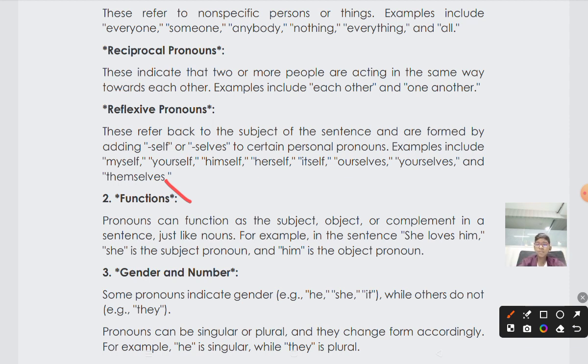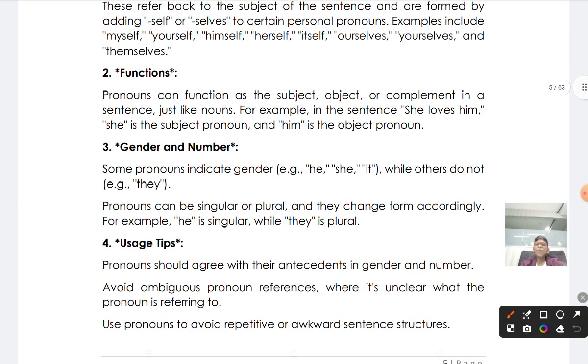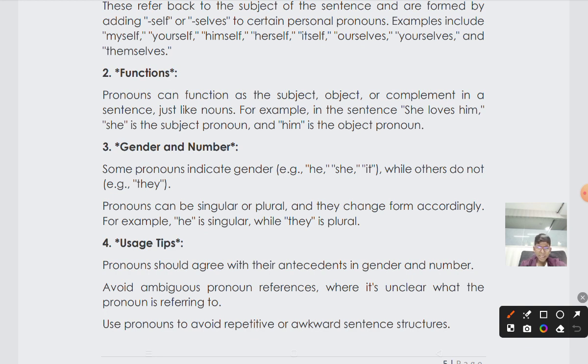Next comes gender and number. Some pronouns indicate gender, for example he, she, it, and maybe more, while others do not. For example, they is not gender specific. Pronouns can be singular or plural, and they change form accordingly. For example, he is singular while they is plural.